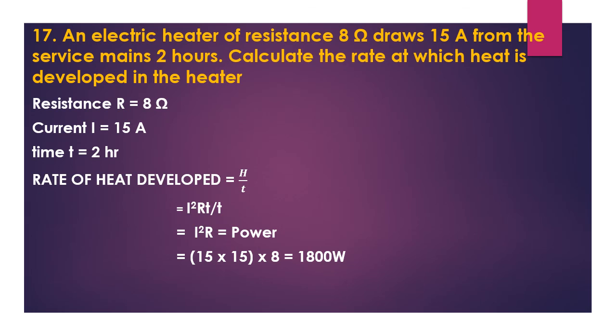So children, rate of heat, that is heat produced per unit time, H by T, that is I square RT by T, that is I square R, and that is power. You know, we have studied power. Power is the rate of doing work. It is the amount of energy consumed or liberated per unit time. So whenever you hear rate of heat developed, that is power. So here when we substitute in I square R, 15 into 15 into 8, it gives us 1800 watt.